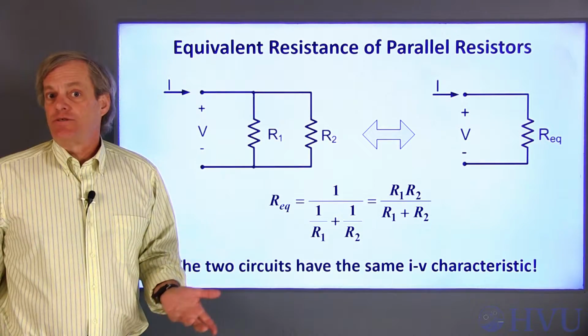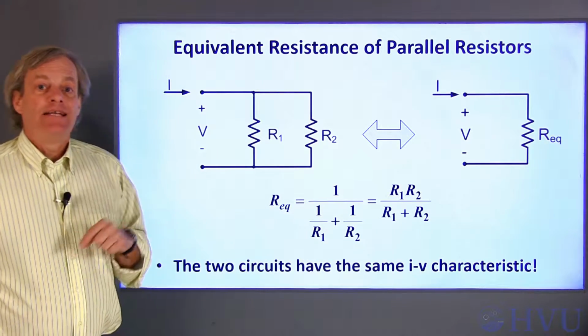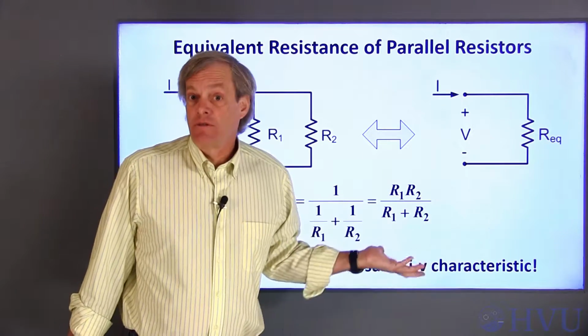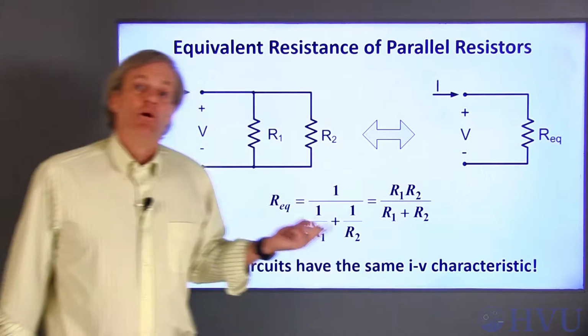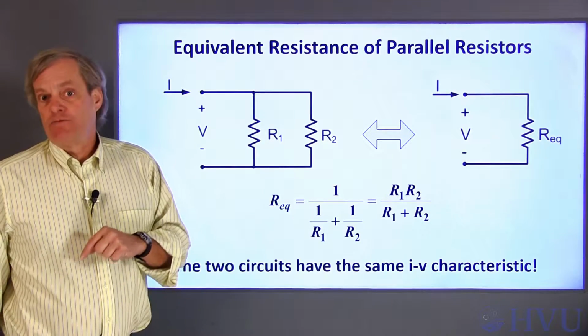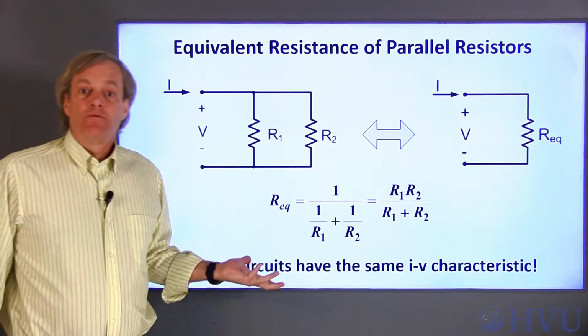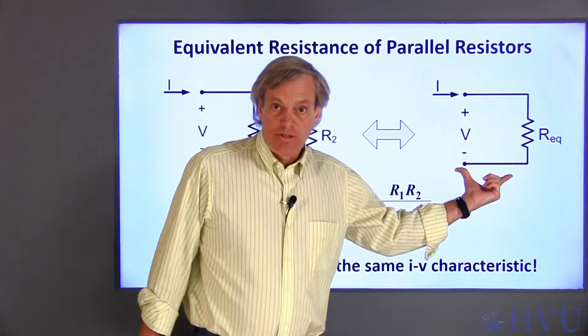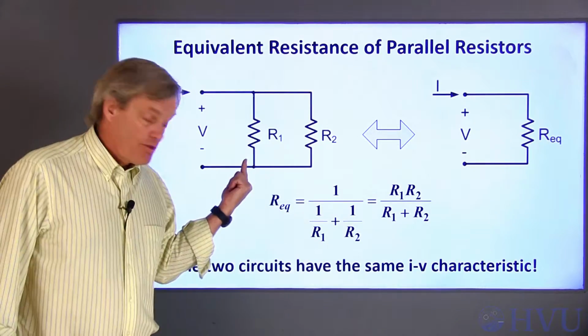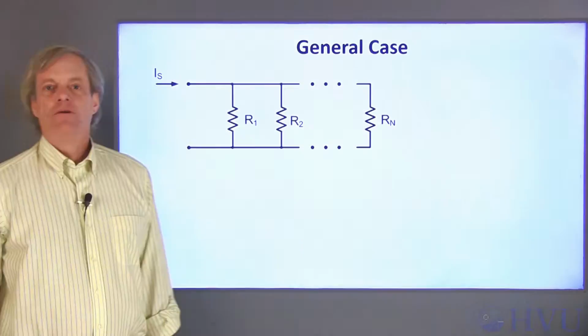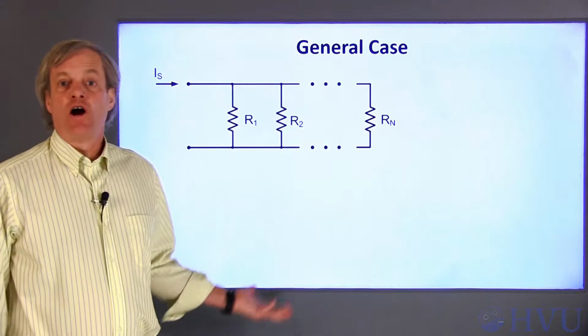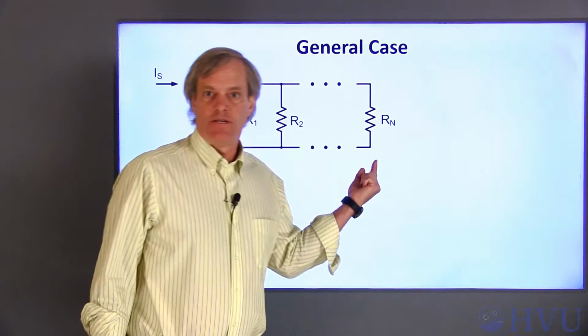As with series resistors, notice that we're not planning to change the physical circuit so that it has only one resistor. But when we analyze the circuit to predict voltages and currents, we can make the replacement and analyze the simpler circuit to predict how the original circuit will behave. We can generalize this result for an arbitrary number of parallel resistors.